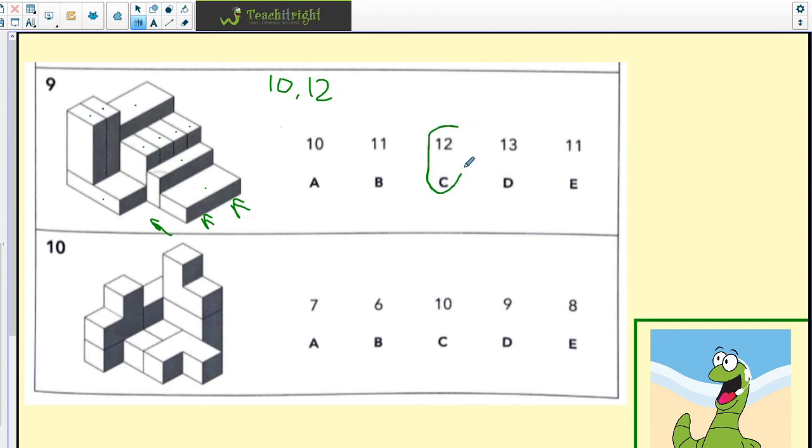Right, final answer, 12. And again, these aren't taking too long. Hopefully you can see I'm being methodical, I'm thinking it through, but I'm certainly not spending my minute on it, which is fantastic, because it means I have a bit of time left over to check at the end.